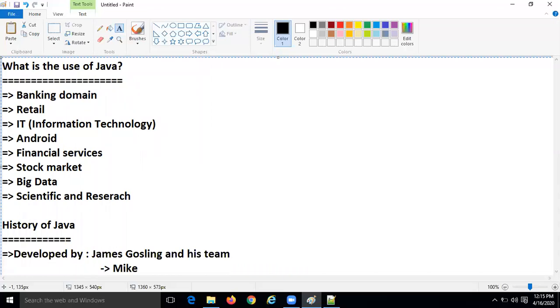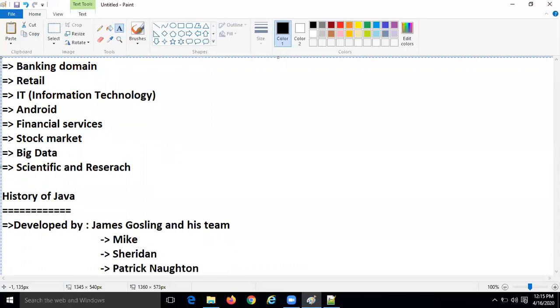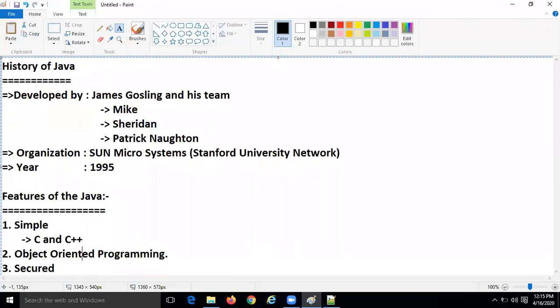In the banking domain, retail domain, information technology, Android, financial services, the stock market, big data, and scientific and research centers. We are using Java. Next one, the history of Java. It was developed by James Gosling and his team. Some of the team members I mentioned: Mike Sheridan, Patrick Naughton. These are all the people who developed it.